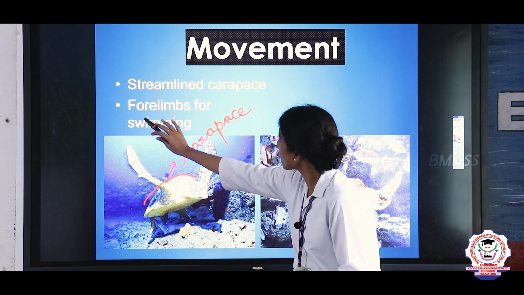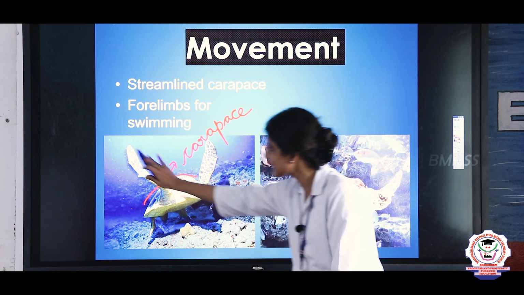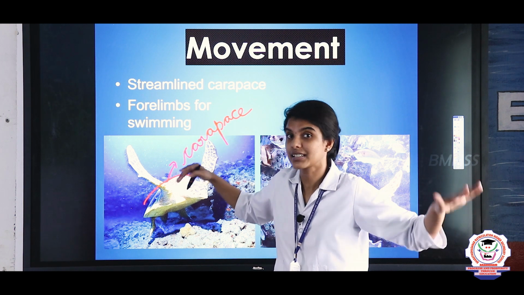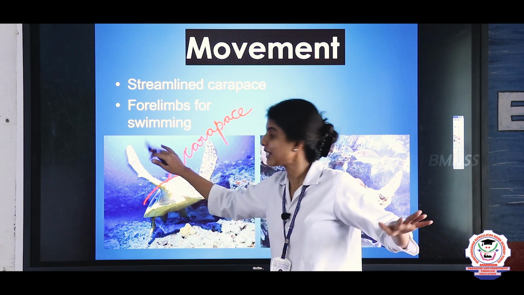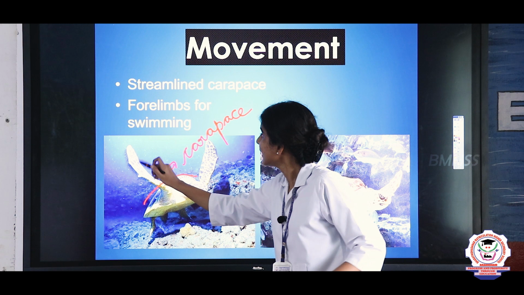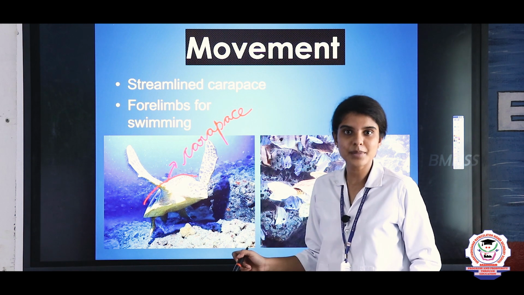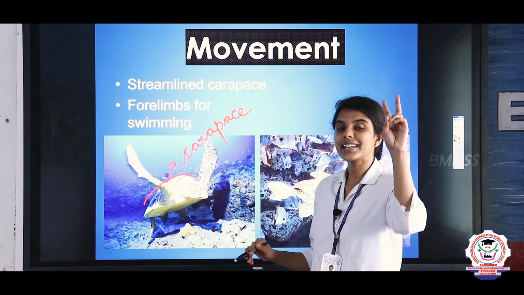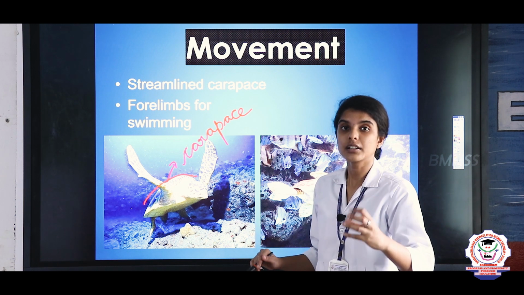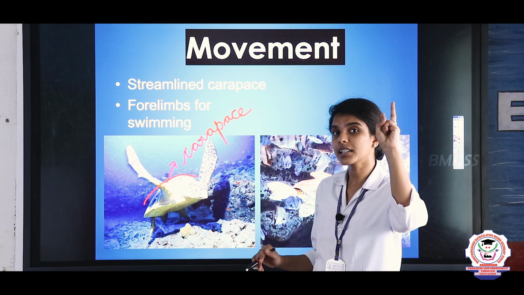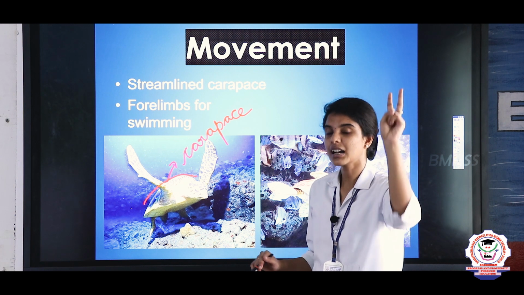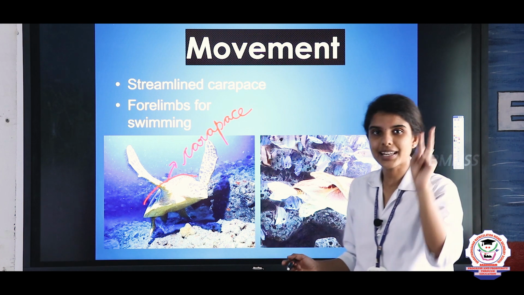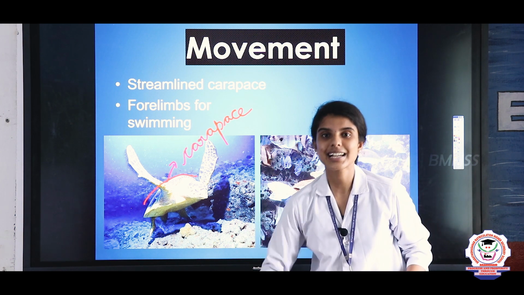It has 4 limbs for swimming. This is called the 4 limbs. I told you it has flipper-like wings, flipper-like legs, flipper-like 4 limbs. So it swims using its 4 limbs. Clear? So this is the movement of the sea turtle. It has 2 important things to move. Which are the 2 important things? One is the carapace and the other is the 4 limbs. It uses these 2 things to swim inside the water.